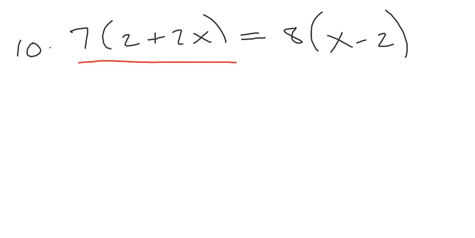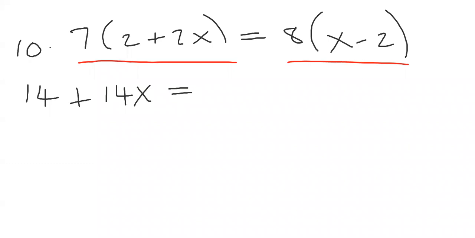So we now have 7 times 2, which is 14. Then 7 times 2x, we now have 14x. Then this is equal to, we do the same thing. This side, what is outside the brackets multiplies everything that is inside the brackets. We have 8 times x, which gives us 8x, then 8 times negative 2 gives us a negative 16.